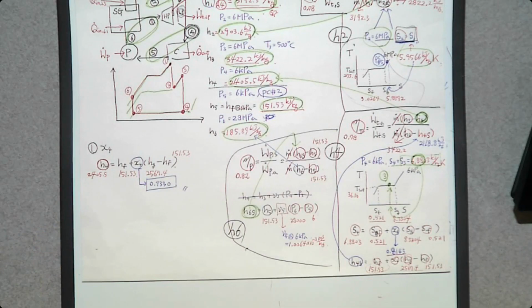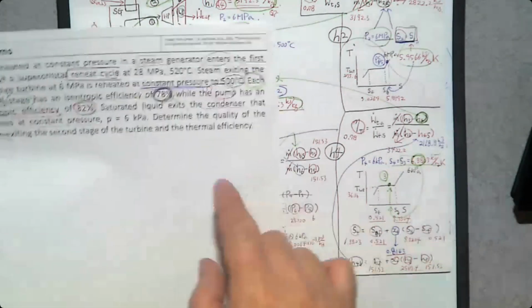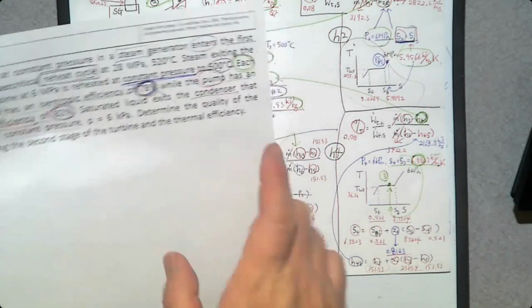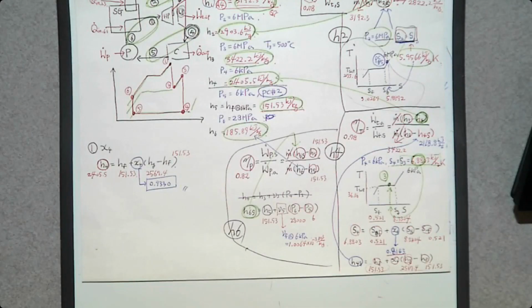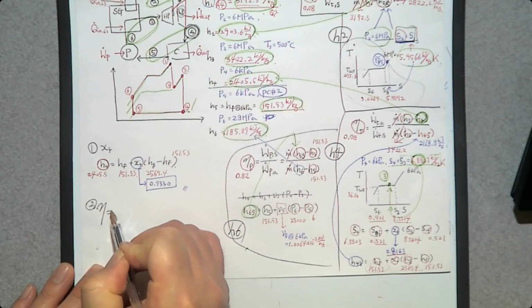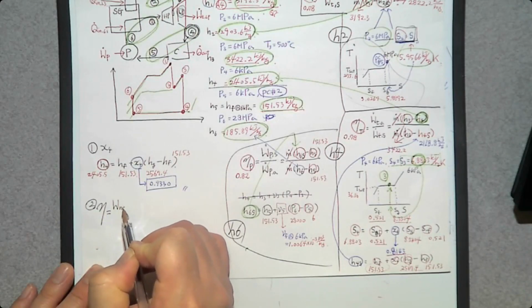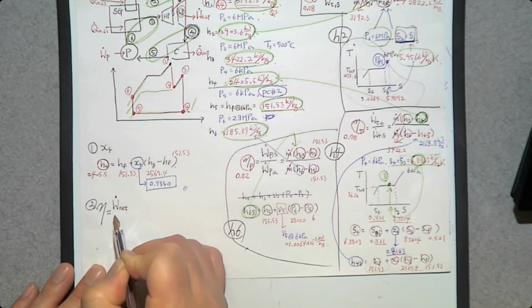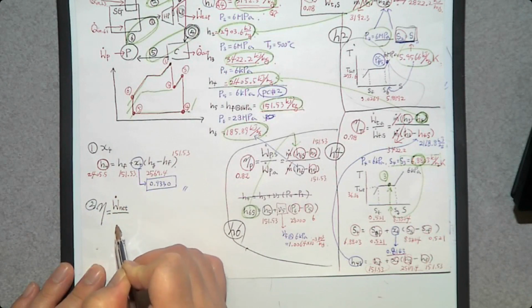Now, that's not the end of this problem. The second part of the problem is you need to determine the thermal efficiency. So how do we determine thermal efficiency? Desired output over required input. What is desired output? The net power you can produce over required input. You need to provide heat.